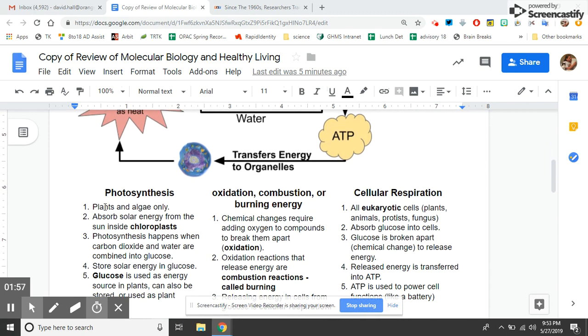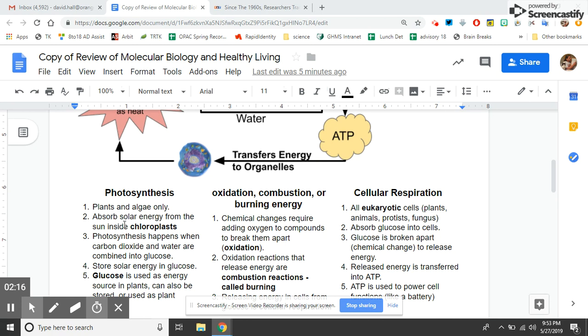Photosynthesis only occurs in plants and algae. And just remember in your mind that phytoplankton is a plant in the ocean that undergoes more photosynthesis than anything else since there's more ocean. But just think about that. Plankton is not an animal. Phytoplankton is plants. That's like algae.